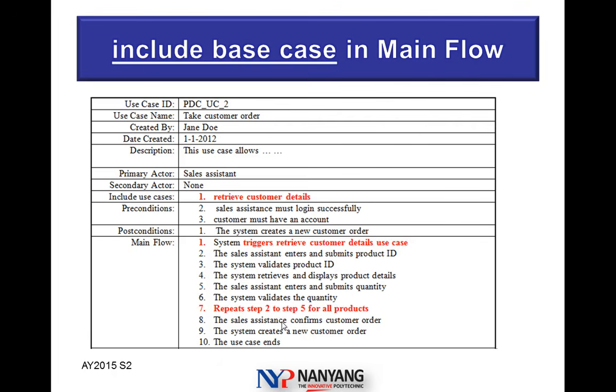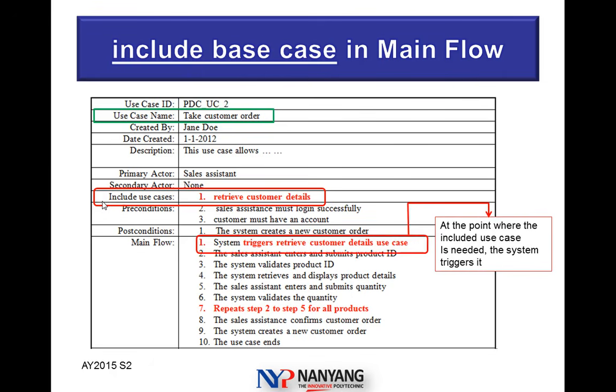This is the base case, which is take customer order. In this particular case, we might have a new header called include use cases. And in this include use case column, we will have retrieve customer details. At this particular point in the main flow, we can indicate the point at which the use case is needed. Hence, the way to write this is: the system triggers the retrieve customer details use case.